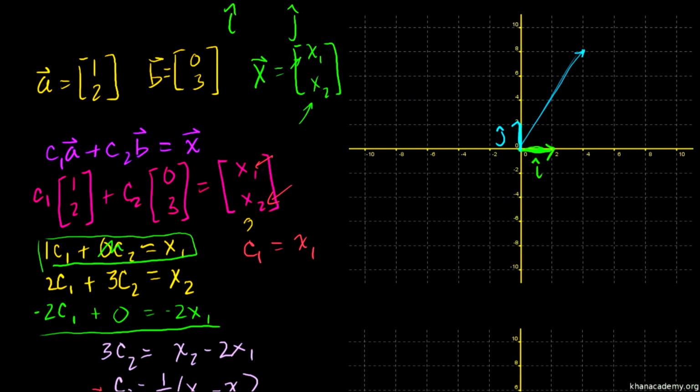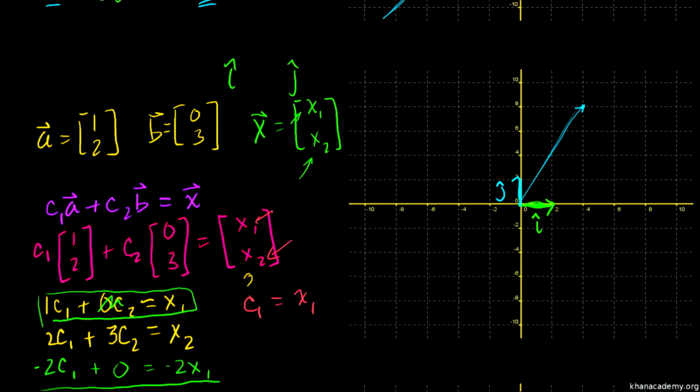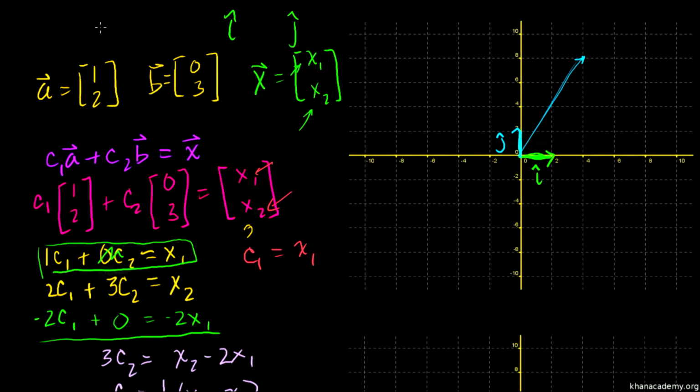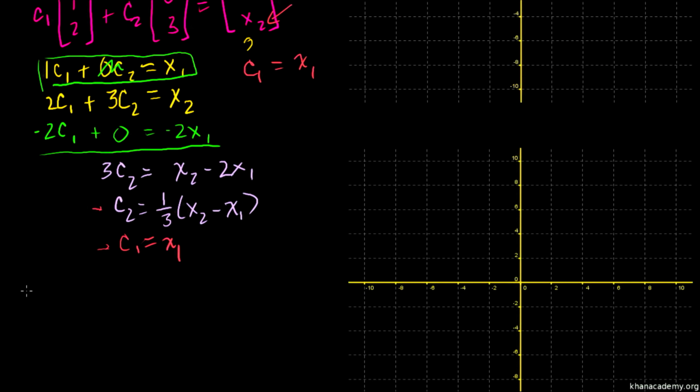If you say, what combination of A and B can get me to the point, let's say I'm looking to get to the point 2, 2. So x1 is 2. Say I'm trying to get to the vector 2, 2. What combination of A and B can get me there? Well, I know that C1 is equal to x1, so that's equal to 2. And C2 is equal to 1/3 times 2 minus 2. 2 minus 2 is 0, so C2 is equal to 0.